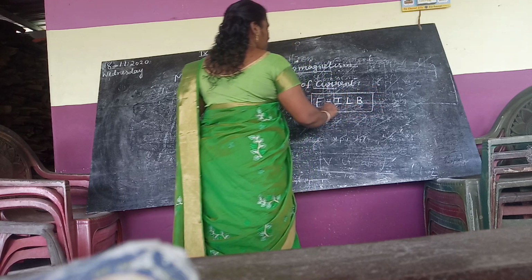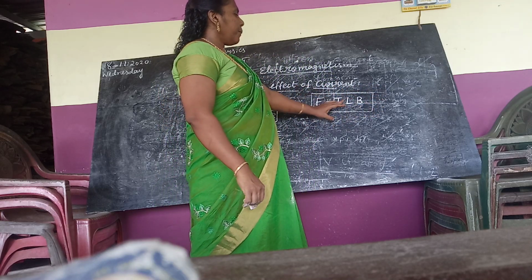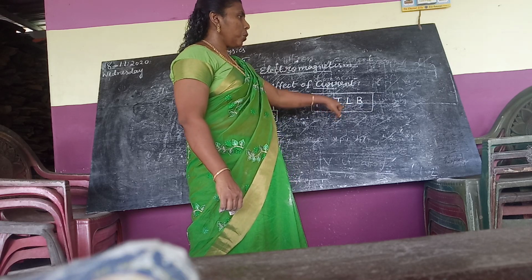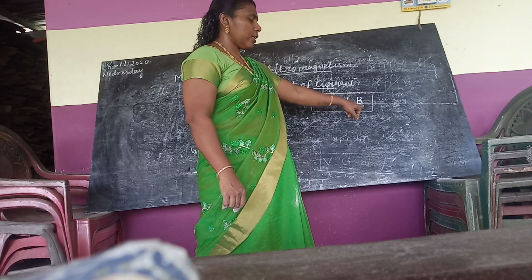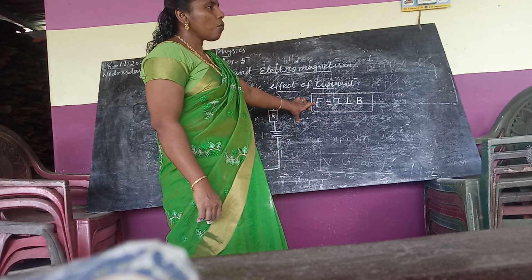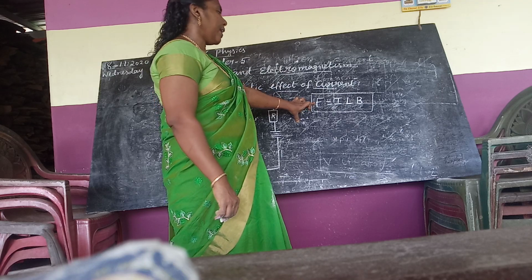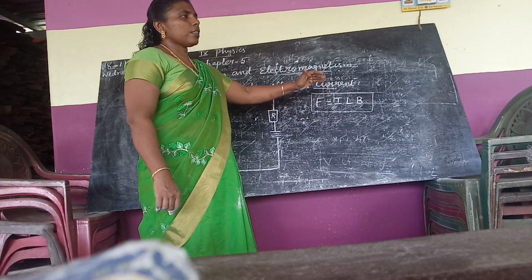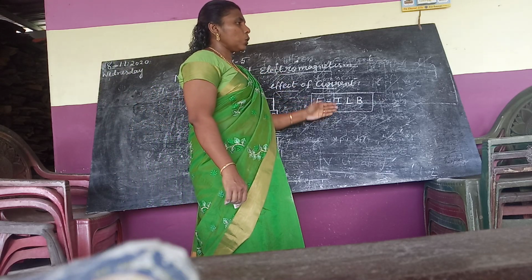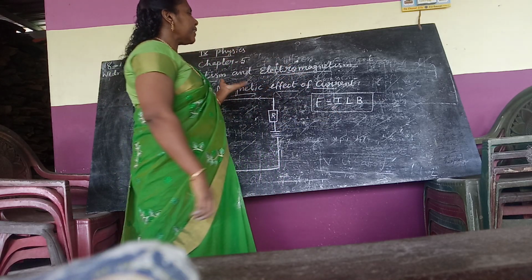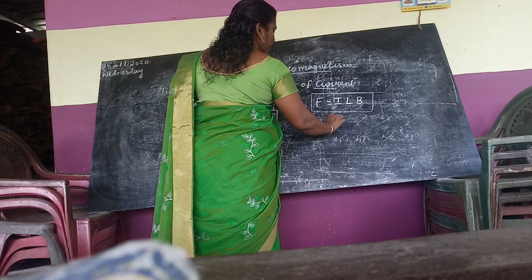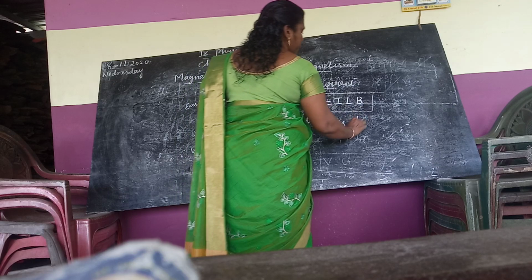By using this formula, we can find out the force. In the problem, the current, the length and the magnetic field will be given. Just multiply and find out the value of force. So how much force acts on a conductor, we can find out by using the formula. Then we will do a solved problem. Before that, we can learn Fleming's left hand rule.